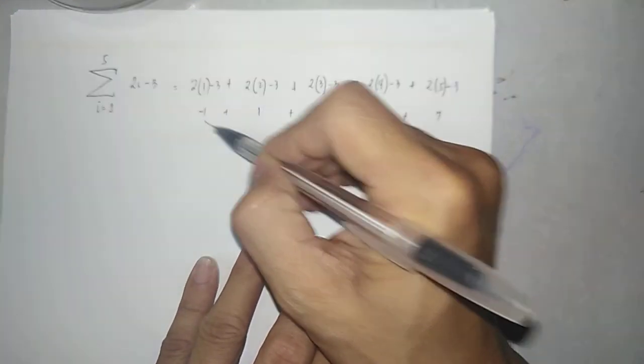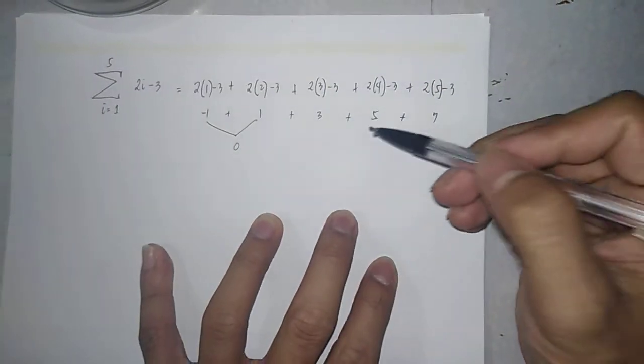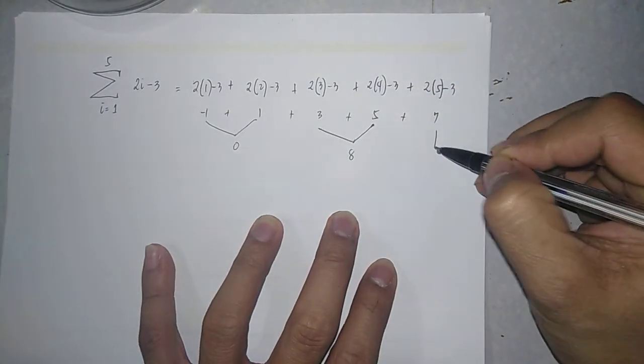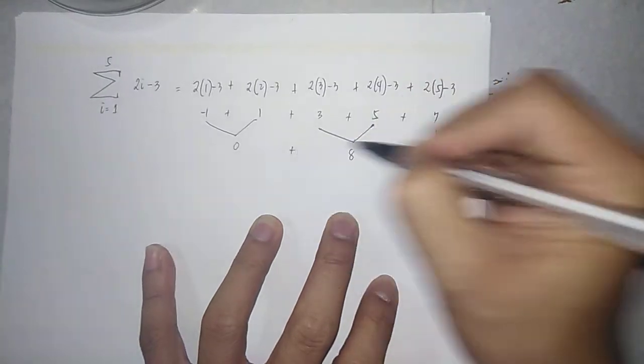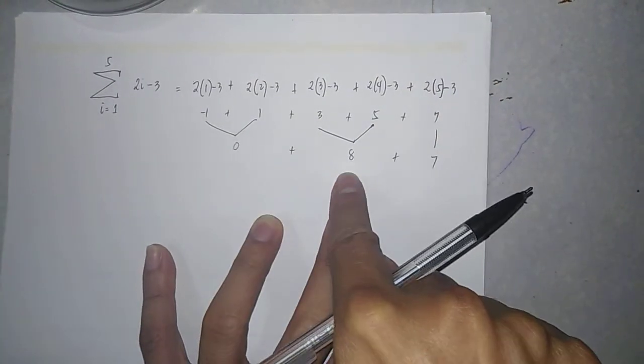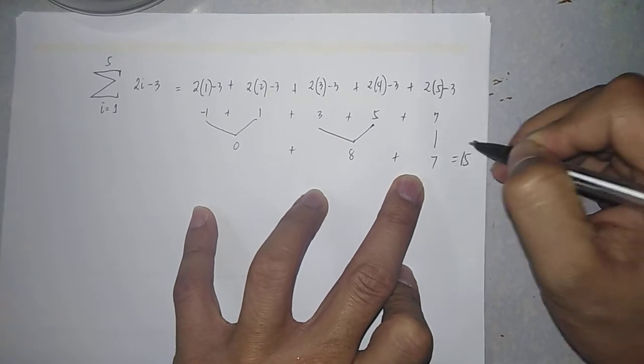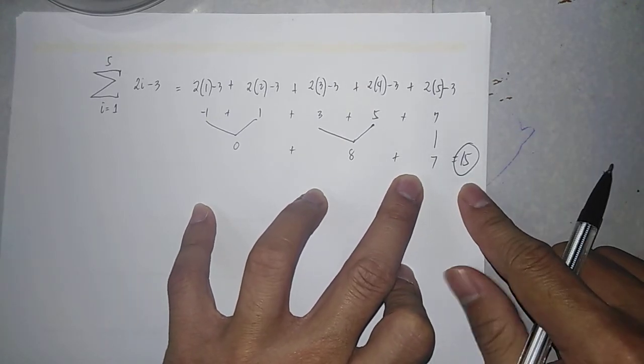So, negative 1 plus 1 is 0. 3 plus 5 is 8. Wala siyang ka-plus, kaya 7 na lang. I-add natin. 0 plus 8 plus 7 is 15. Kaya ang sagot dyan ay 15. You check your module. Ganun din lang.